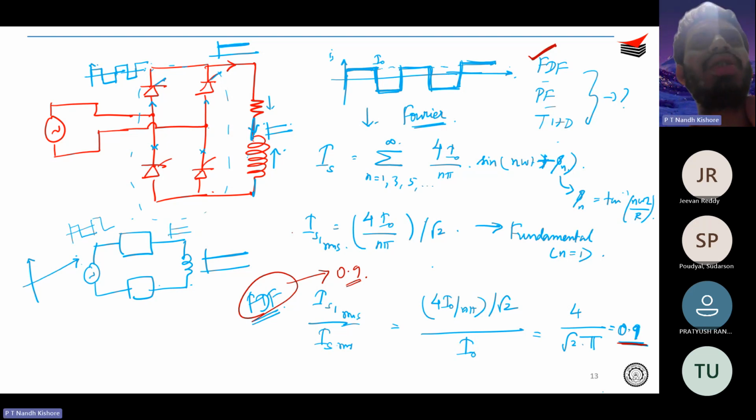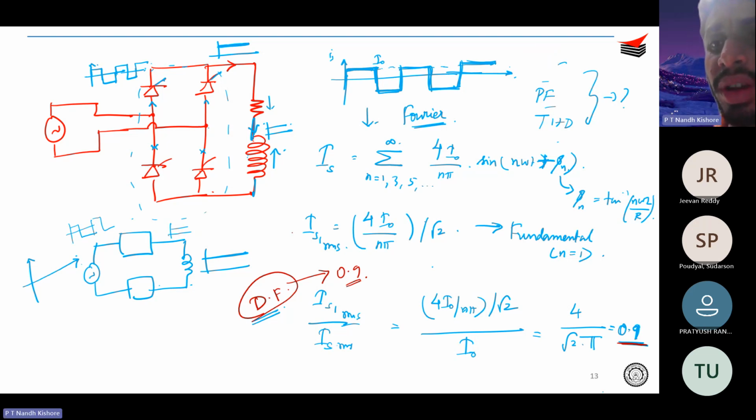So G is... I'm sorry. So this is not your fundamental displacement factor. This was your distortion factor. I got my definition wrong. So this is your distortion factor. Okay.